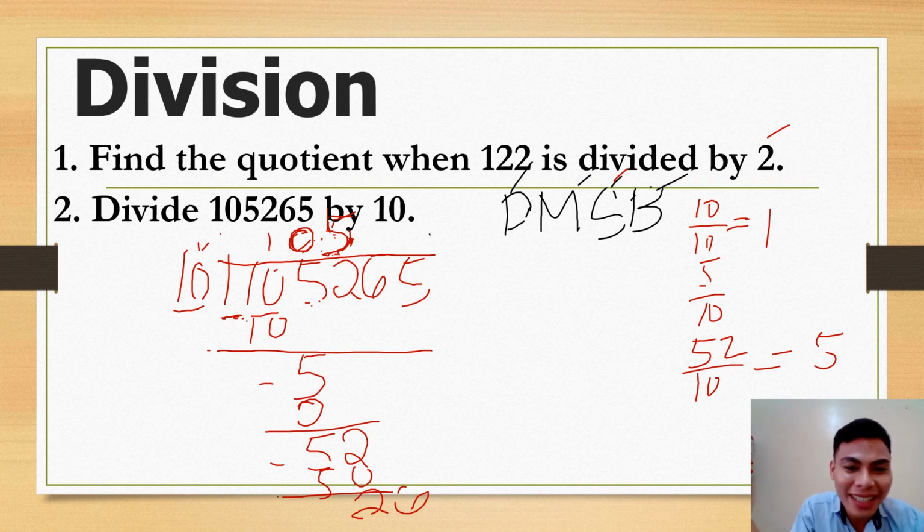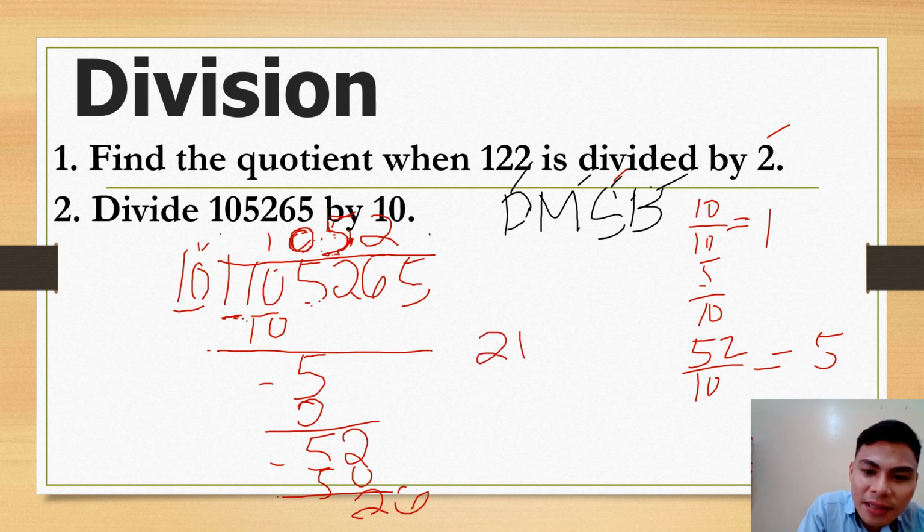So, 26 divided by 10, anong number ang pinakamalapit? 10 times 1, 10. 10 times 2, 20. 10 times 3, 30. So dun ka sa 2. So 2. 2 times 10, 20. So dito natin isulat, no? Continuation, 26 minus 20. So 6.